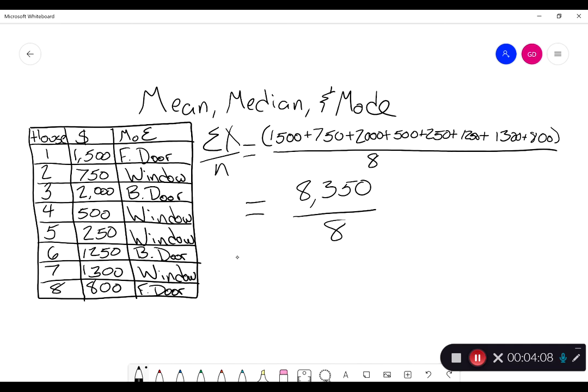So our average then, our mean on the amount taken from each property is 1,043. And remember, in scientific notation, we're going to use 2 decimal places, so 75 cents. So here we see, on average, the amount taken from a property during a residential burglary was just over $1,000. That gives us a good piece of information to understand the amount taken.